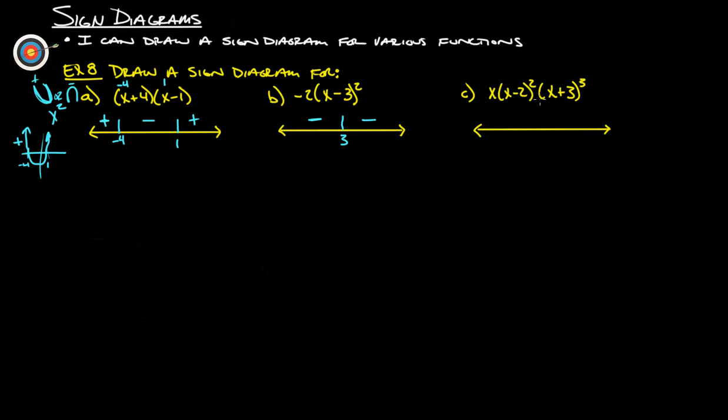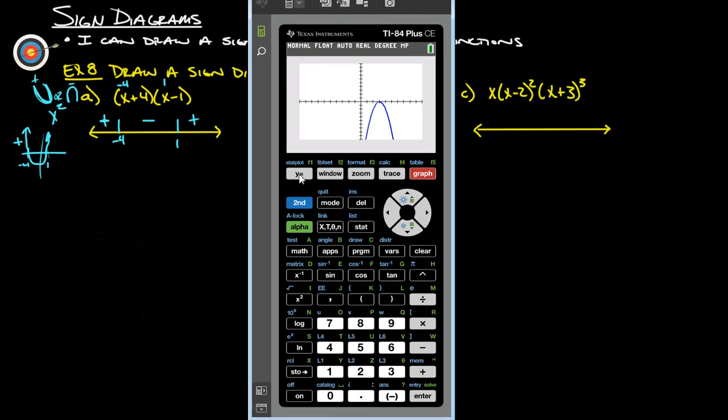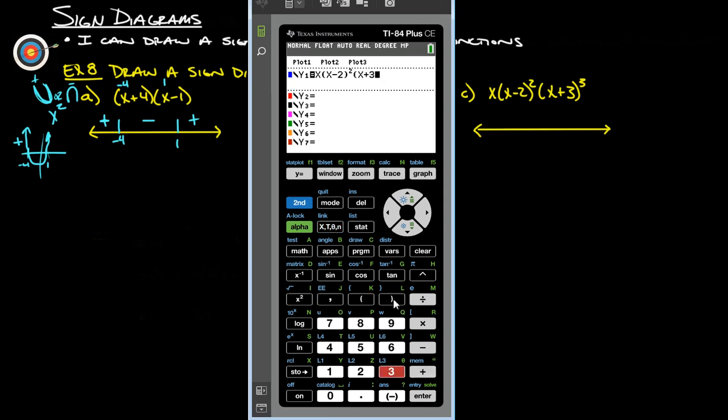Okay, and then for C here, we can keep doing the same thing, keep putting this thing into the graphing calculator, and then away we go. So we got x, and then parentheses x minus 2 squared, and then we've got an x plus 3 cubed, sorry, to the 3rd. And then we'll graph that thing. Okay, see what kind of weirdness we get there.